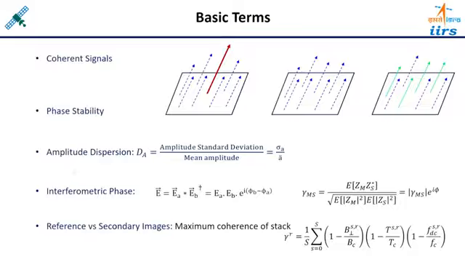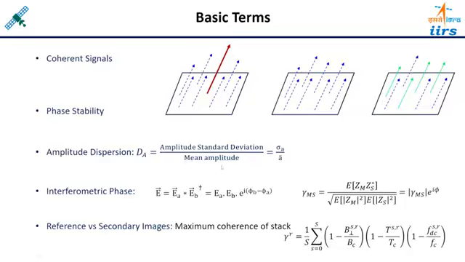The first, basic criterion is called the amplitude dispersion. In SAR images, we have amplitude images as well as phase images. So we calculate the amplitude dispersion, which is nothing but the standard deviation of the amplitude divided by the mean amplitude.